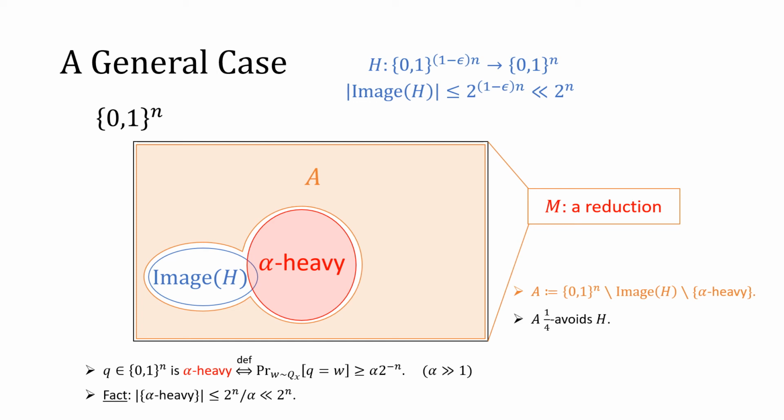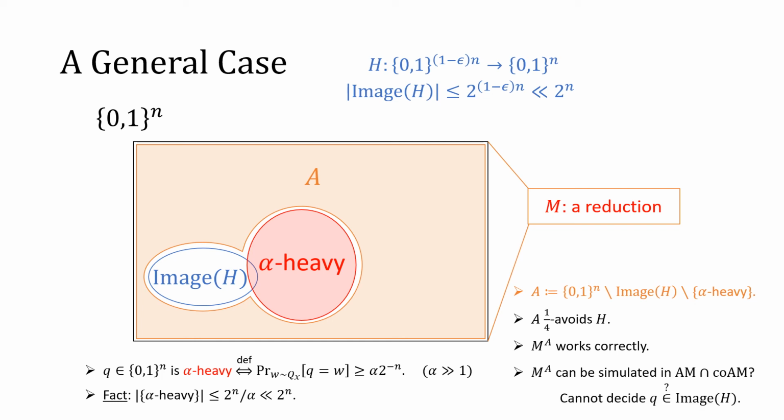As before, we can prove that A avoids a hitting set generator H. Therefore, we can make sure that the reduction works correctly given the oracle A. Therefore, it remains to simulate this reduction in AM intersect coAM. But unfortunately, it is unlikely that we can directly do that because we can't decide whether a query Q is in the image of the hitting set generator, because in general, the hitting set generator might not be computable.